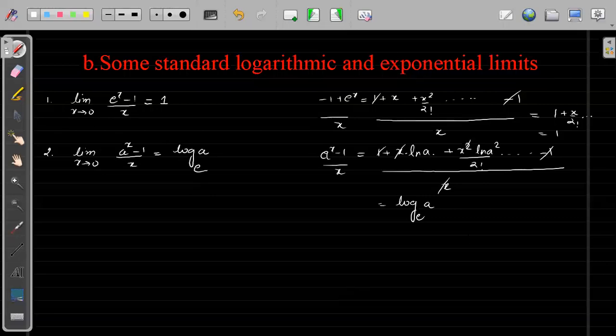I hope everybody is able to understand this. These are very simple. This is a standard form, right? Third, there is one more form which is also a standard form.